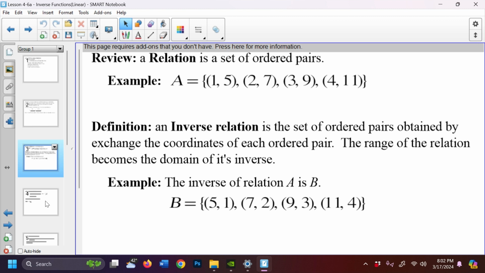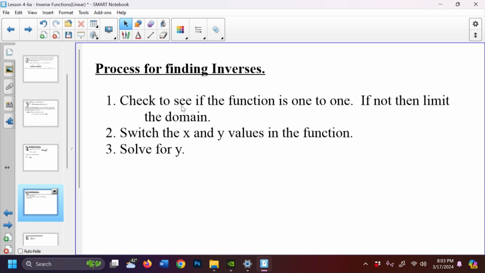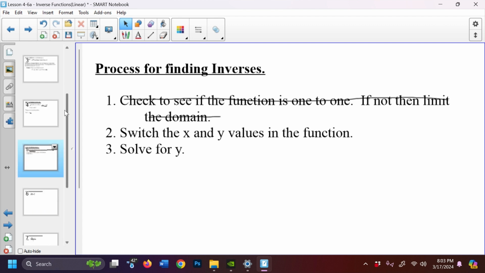So if you're given an actual function equation, there are some steps that we're going to follow. And again, when you see this notation right here, it is read f inverse of x. So the question may be posed as find the inverse of x. The steps are: check to see if the function is one-to-one. If not, limit the domain. We're not going to have to worry about this part today because all of our functions will be one-to-one. We'll talk about that tomorrow. All we're going to do is switch the x and y values in the function, solve for y, and then label it as an inverse.